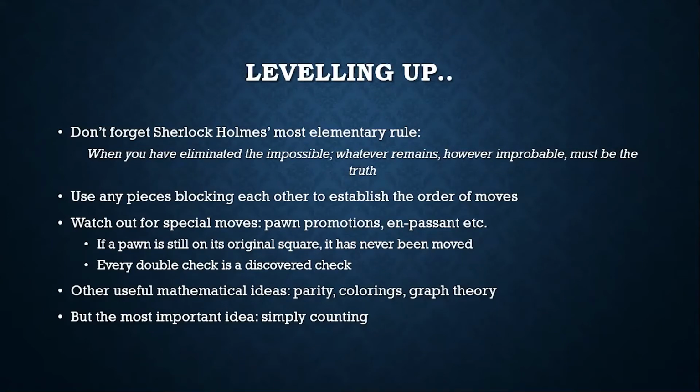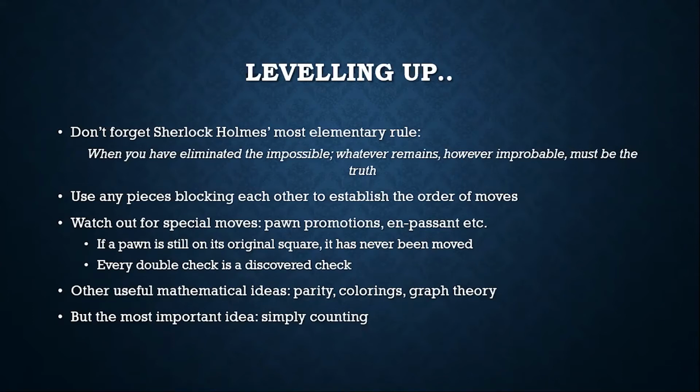Or you just keep in mind some special moves such as castling, pawn promotion, en passant, and what you can almost call theorems of chess, that based on the rules of chess you can deduce some possibilities. If a pawn has never moved, it's still on its original square, then the pawn was never touched during the game. And any double check is a discovered check. So if there is a double check, then you will look for which piece was blocking the path, etc.